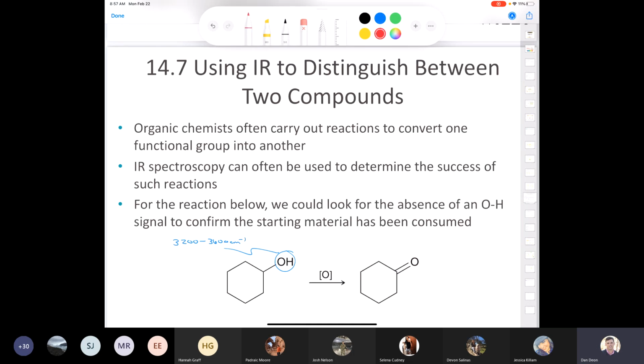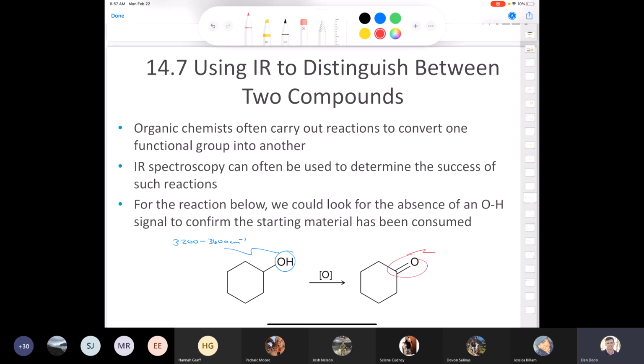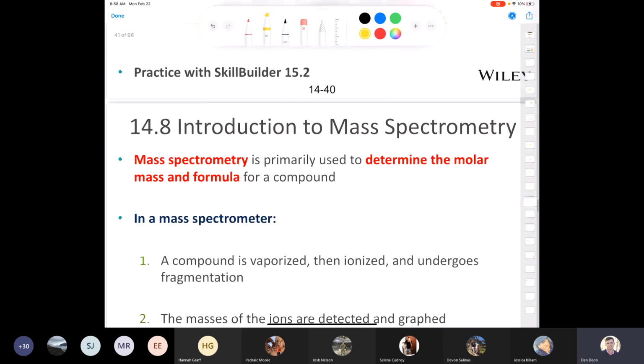Now, if the reaction works, we know that we have a carbonyl. And since it's a ketone, we'll say it's around 1725. Okay, let's say this is around 1725 reciprocal centimeters. So you can monitor the reaction by the disappearance of this signal and the appearance of this signal. So that's a way to monitor a reaction like that.